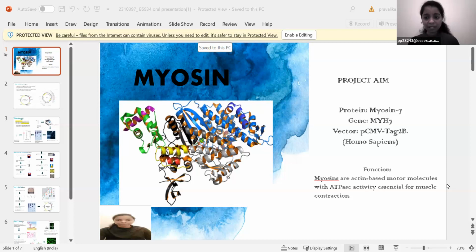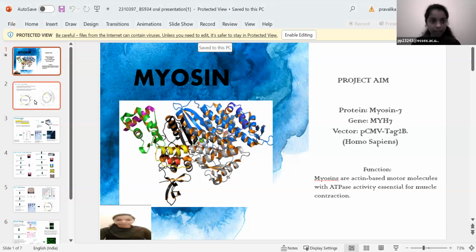The main function of myosins is that myosins are actin-based motor molecules with ATPase activity essential for muscle contraction, and these myosins are the proteins best known for their roles in muscle contraction, and they are wide in range for their motility process in eukaryotes.